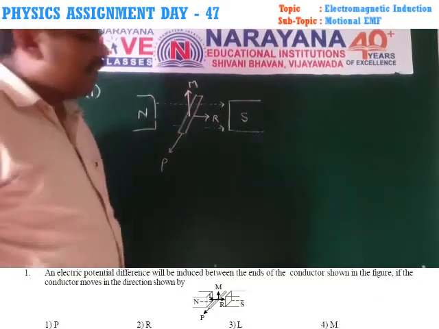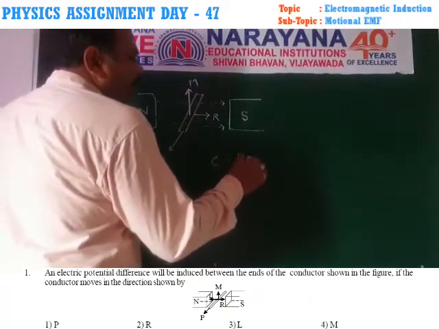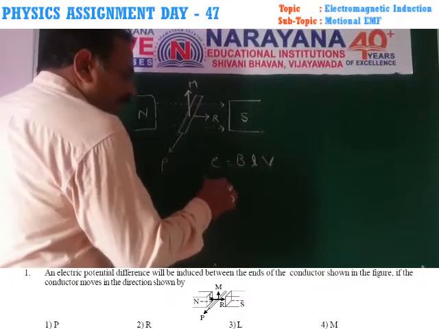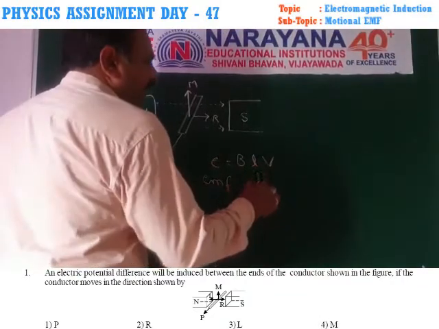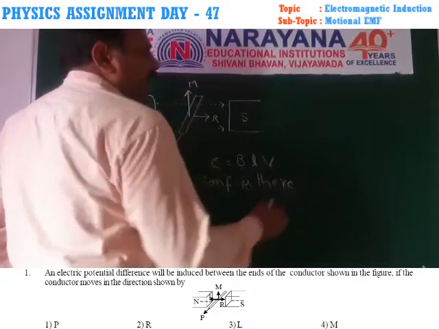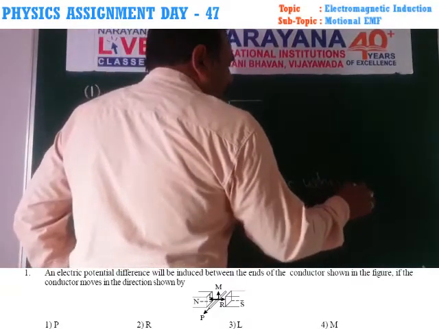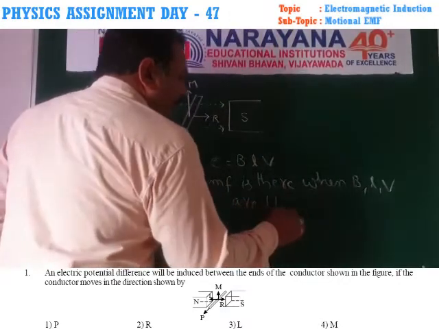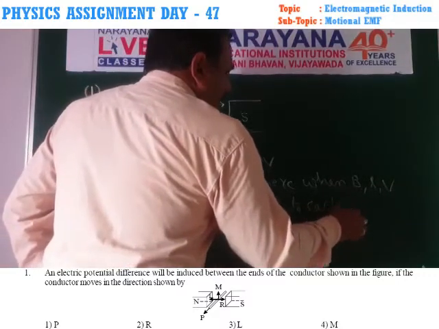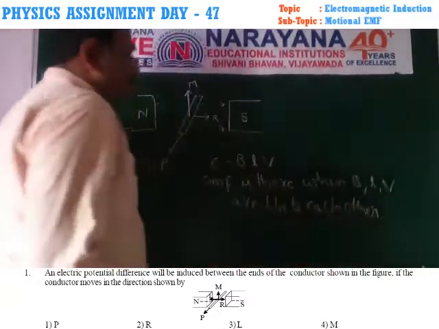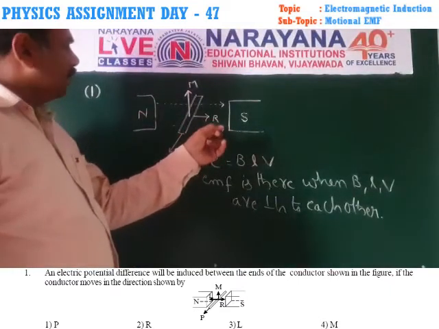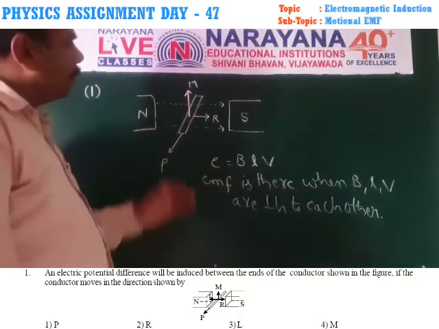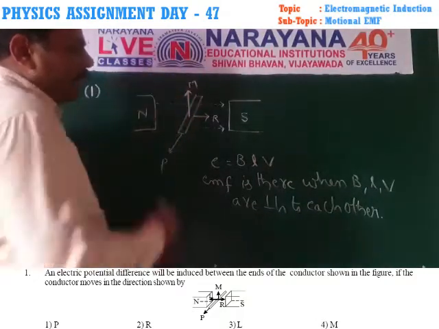According to Fleming's left hand rule, EMF is equal to BLV. All are mutually perpendicular, so there is an EMF, when B, L, V are perpendicular to each other. So the magnetic field is along the r direction, the straight conductor's length is along the p direction, but this conductor is moved along the m direction.